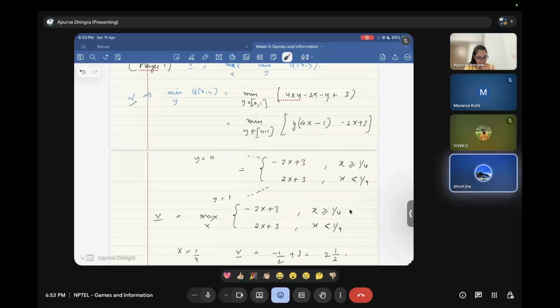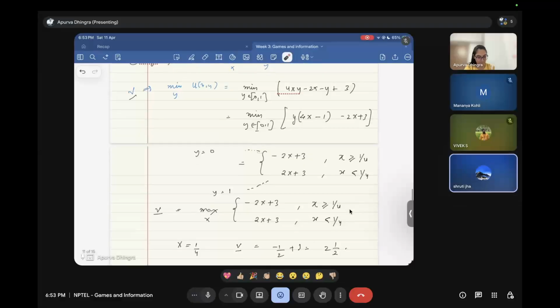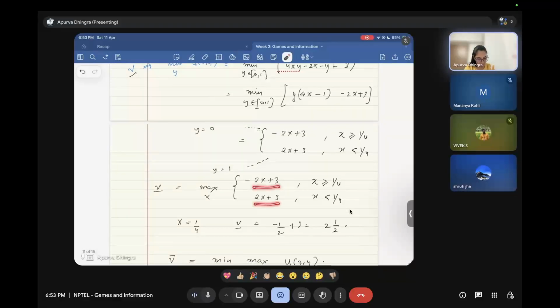Once we get minus 2x plus 3 and 2x plus 3, we want to maximize these two. Now try and remember how we did it for mixed strategies. We had two lines on the graph, and all that mattered in maximizing or minimizing was to find where they were intersecting. We were minimizing in that case, which is why we looked at the intersection. Similar thing you're doing here also.